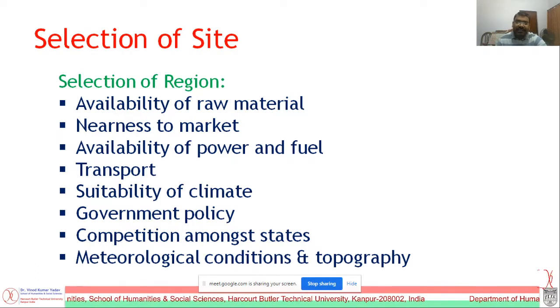So when you are selecting the site of your business, you must understand the first point, selection of region. When you select a region, you must look at the availability of raw material, the nearness to the market, the availability of power and fuel, transport, climate, the government policy, the competition among states, meteorological conditions and topography. These points are to be taken into consideration.